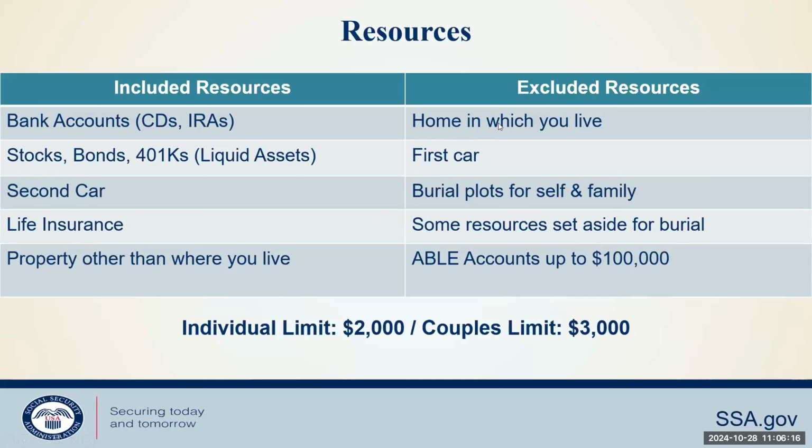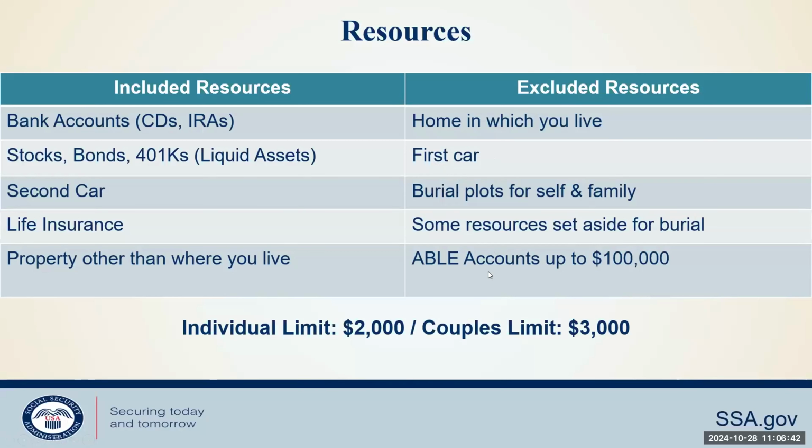Now, the home you live in and its extensions. So if you have lots of acreage and you have extensions on that property, we would exclude that. Your first highest valued vehicle, burial plots for self and family, we can exclude that. Some resources set aside for burial purposes, we can exclude a certain amount for that purpose. You have to earmark that and tell us that's what it's for.